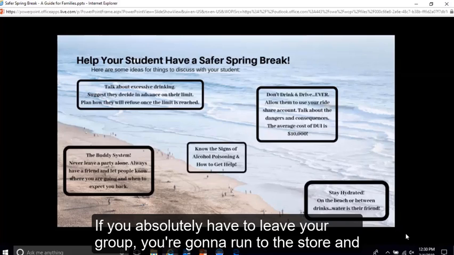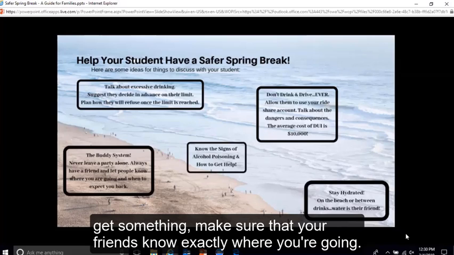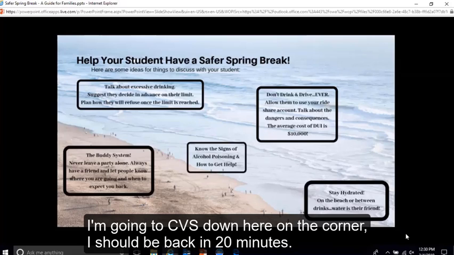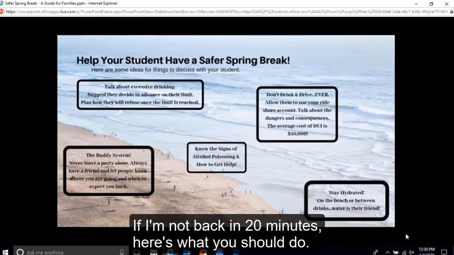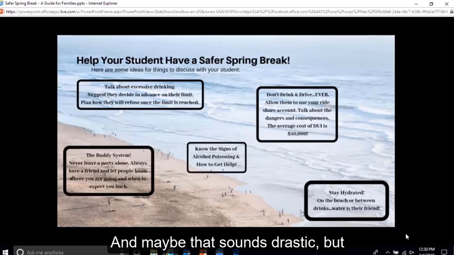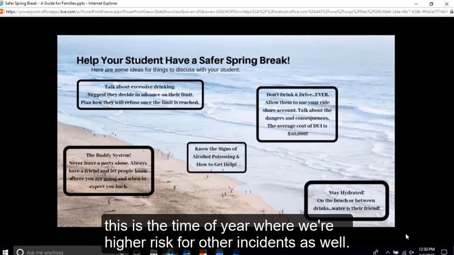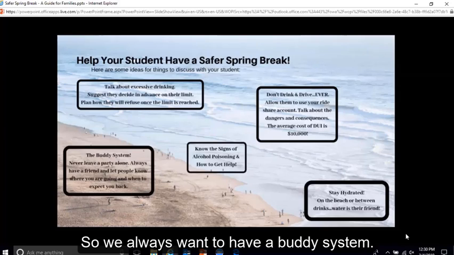If you absolutely have to leave your group and you're going to run to the store and get something, make sure that your friends know exactly where you're going. Oh, I'm going to CVS down here on the corner. I should be back in 20 minutes. If I'm not back in 20 minutes, here's what you should do. And maybe that sounds drastic, but this is the time of year where we're higher risk for other incidents as well. So we always want to have a buddy system.